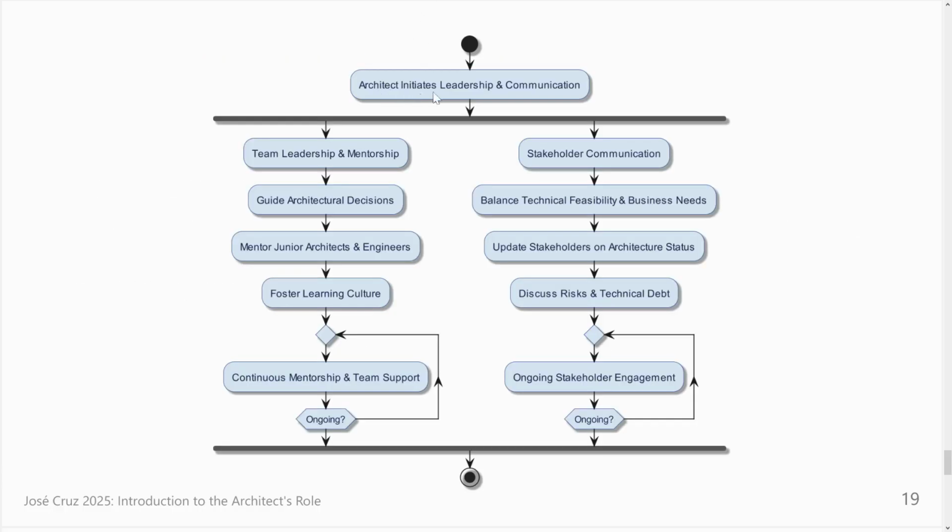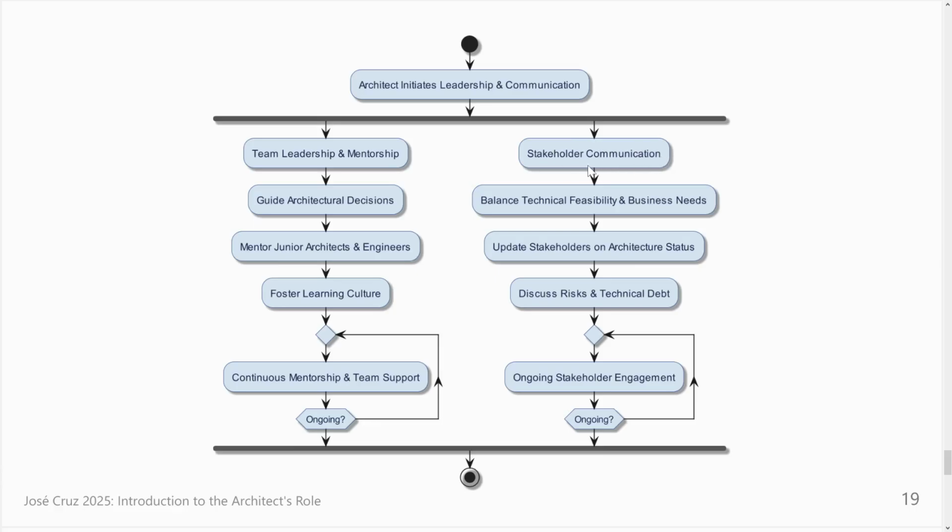So again, architect's leadership and communication: team leadership, mentorship, guide architectural decisions, mentor junior architects, foster a learning culture. And then you have this continuous mentoring and team support. Again, you are not training people to be like you. You are just making sure that they are good in their areas and that they are helping you. Don't feel that your position is challenged by them. Just feel that they can complement you and make the team work better for the good of the company.